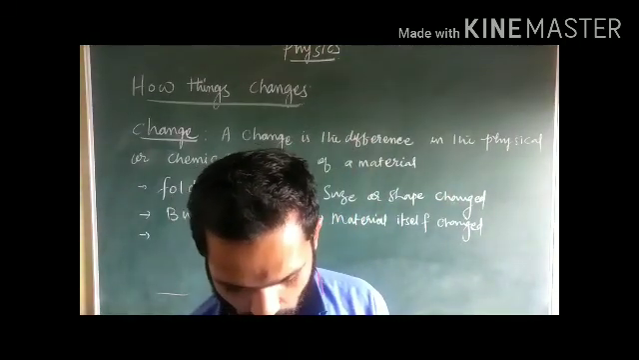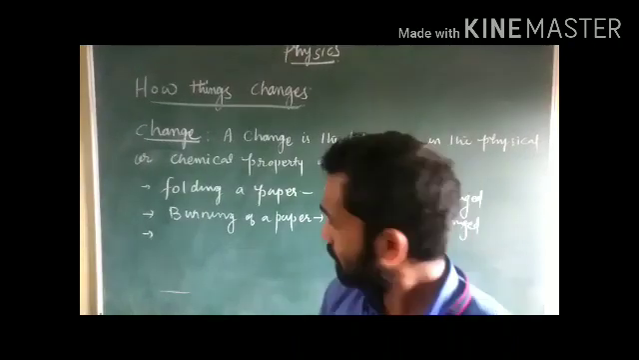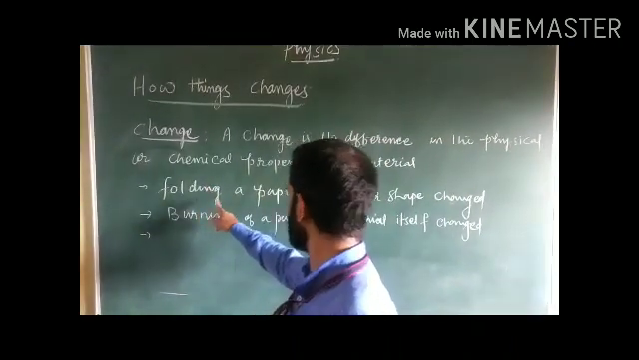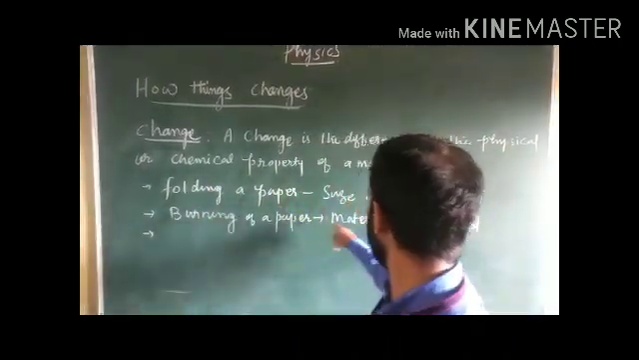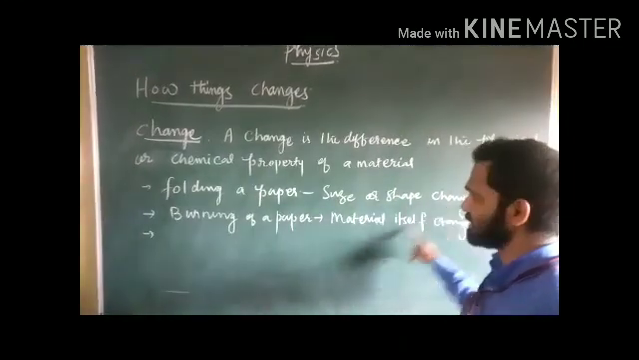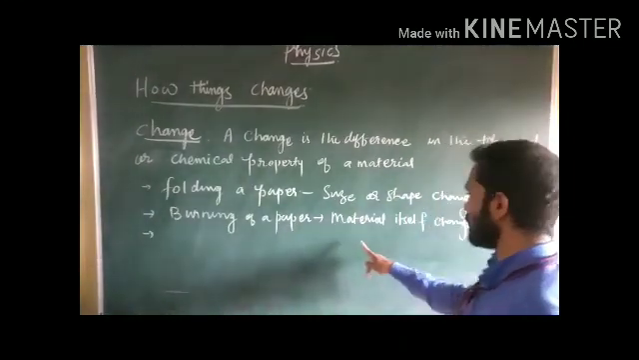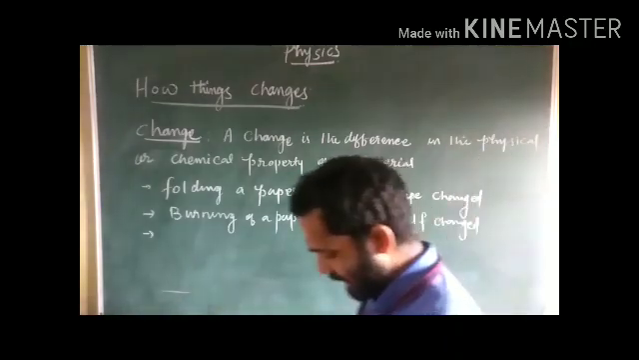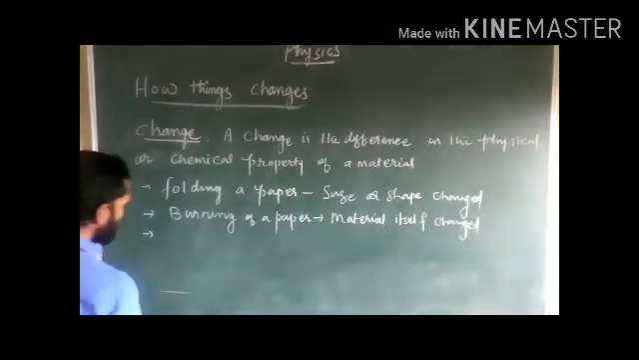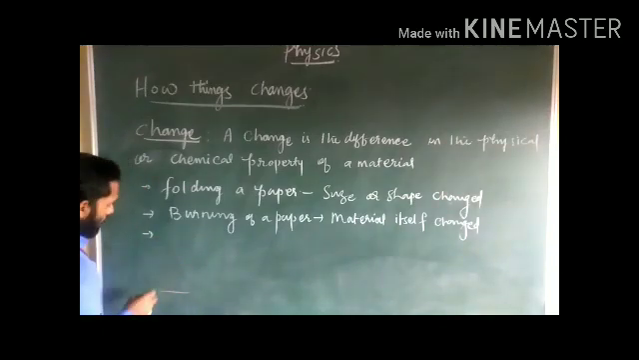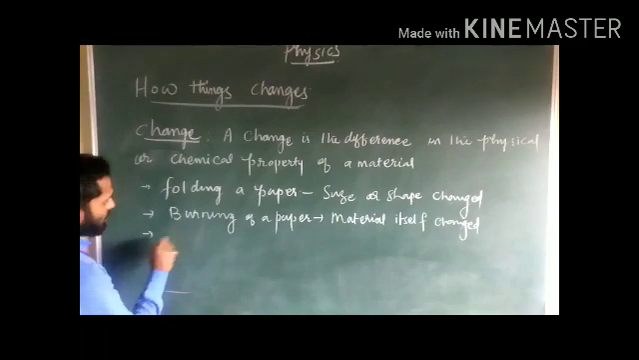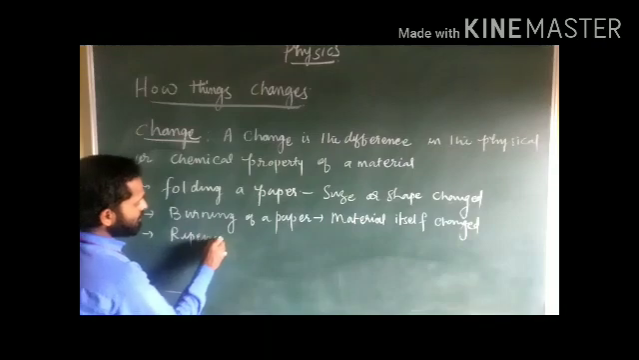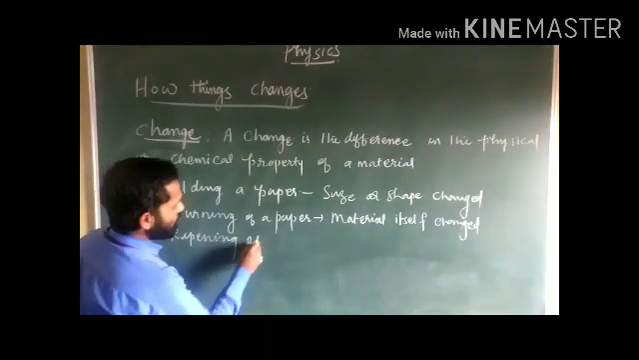Okay, students. So we have written two examples: folding a paper, size or shape changed, and burning of a paper, where the material itself changed. The third example we can take, students, is ripening of fruit.